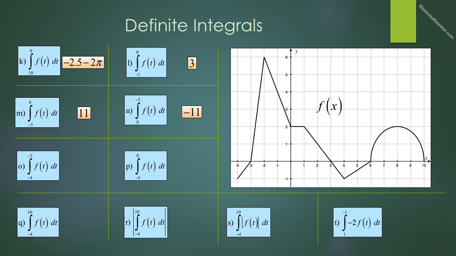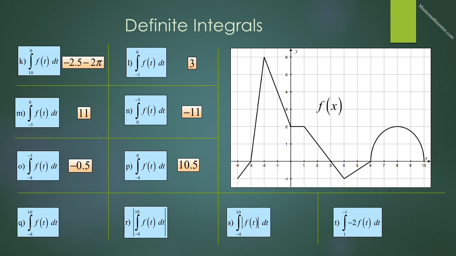So N reads the integral from 0 to negative 3 of f of t dt. Since negative 3 to 0 is 11, 0 to negative 3 will be negative 11. O reads the integral from negative 4 to negative 3 of f of t dt. As we go left to right, the dt is positive, but the function is negative. So we have a small right triangle with base 1 and height 1, and the area is negative 1/2.